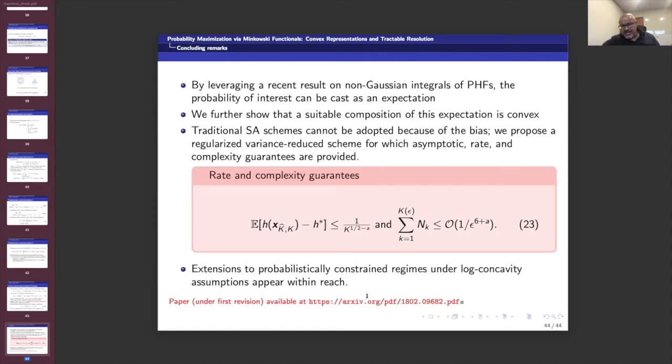We have a paper that's available on arXiv. It's under first revision now, so I'm going to be making some modifications. We did find some typos after the first review, as is expected, and we might add a few more numerics. But feel free to contact me. The version on arXiv is not quite updated. I think we'll be updating in the next few days.